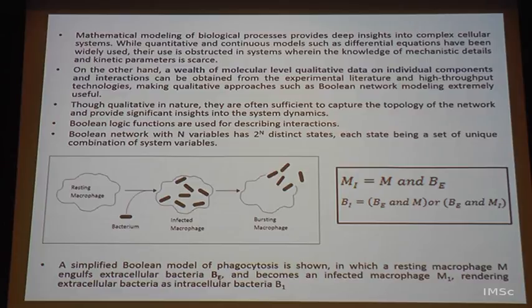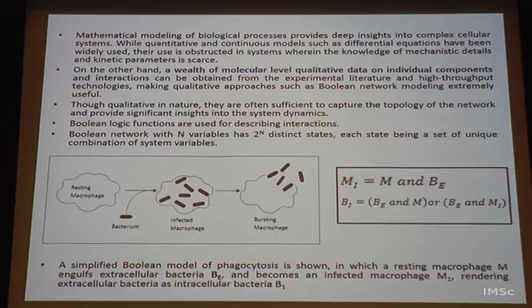So it's a high throughput technique which does that. We also have technologies like proteomics and metabolomics, which give us abundances in a high throughput manner. So this is qualitative in nature. But then it's often sufficient to capture the topology of the network. It may be just 0 and 1, but it is sufficient to capture the topology and to understand which is influencing which. So some system dynamics come into the picture here. And these Boolean logic functions or Boolean transfer functions are used for describing interactions between different components. So a system with n variables has 2 power n distinct states, because it's just 2 states for each node. An example again is given here, the same example of phagocytosis.